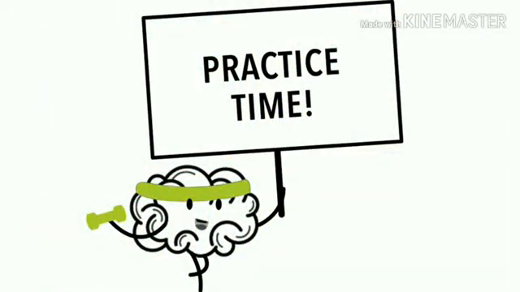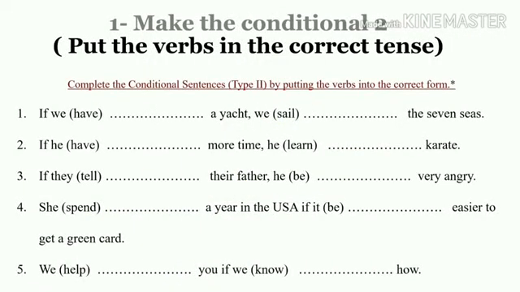Practice time. Can you make the conditional type 2 by putting the verbs in the correct tense? If we have a yacht, we sail the 7 seas. So, we said that conditional type 2 is composed of if plus past plus would plus verb in the infinitive. So, if we had a yacht, we would sail the 7 seas.